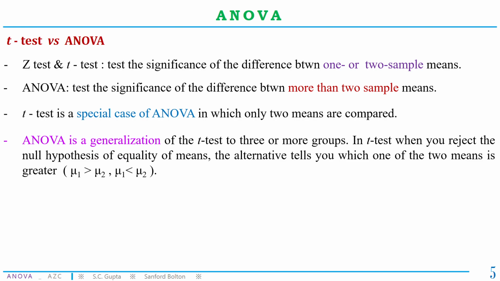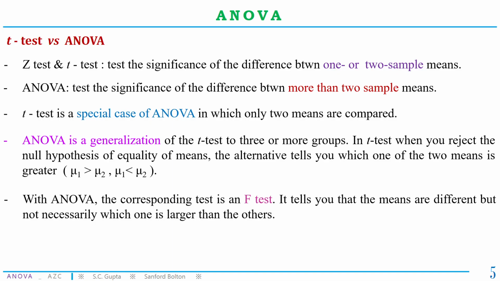In t-test, when you reject the null hypothesis of equality of means, the alternative tells you which one of the two means is greater. With ANOVA, the corresponding test is an f-test, which tells you that the means are different, but not necessarily which one is larger than the others.